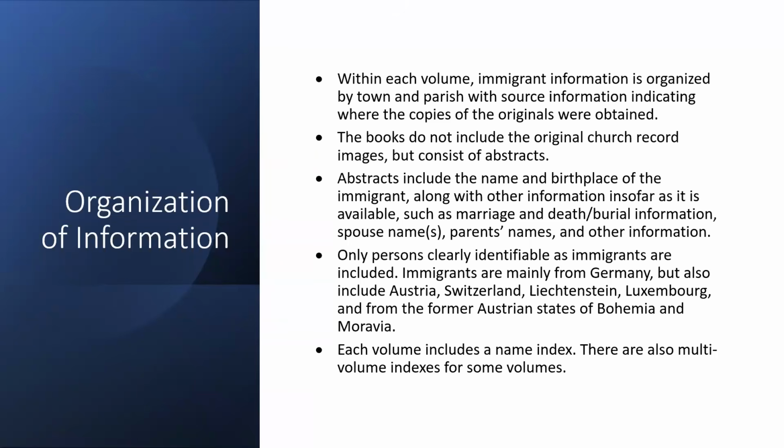Only persons who are clearly identifiable as immigrants from Germany, Austria, Switzerland, Liechtenstein, Luxembourg, and the former Austrian states of Bohemia and Moravia are included in the scope of the project. Each volume includes a name index at the back, and there are also some multi-volume indexes for some volumes. You can also obtain a copy of the index to all of the volumes, which I'll tell you about later how you can obtain.